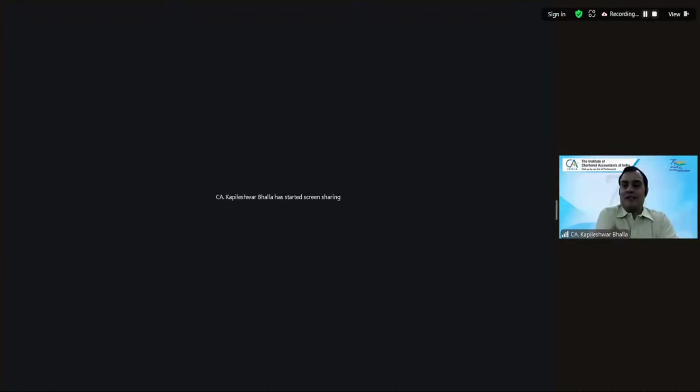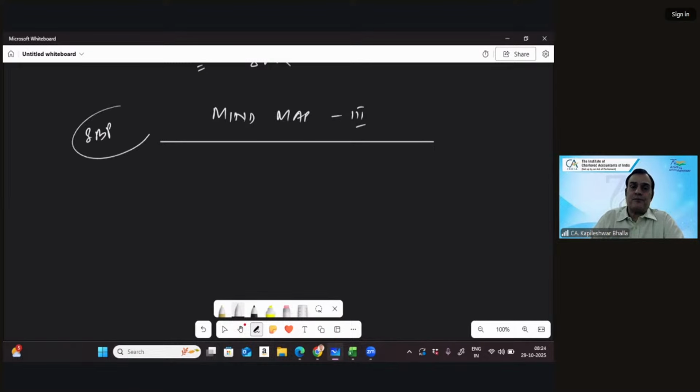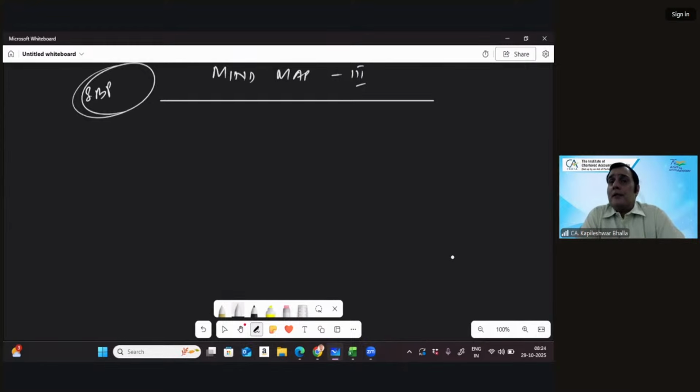Okay, so let's make now a mind map number 3. This is going to be purely on SBP. This is my mind map number 3. And on this mind map number 3, I am considering this to be completely on share-based payments. Now, as I make the mind map on this, in the current question, our focus was typically on the mandatory replacement.